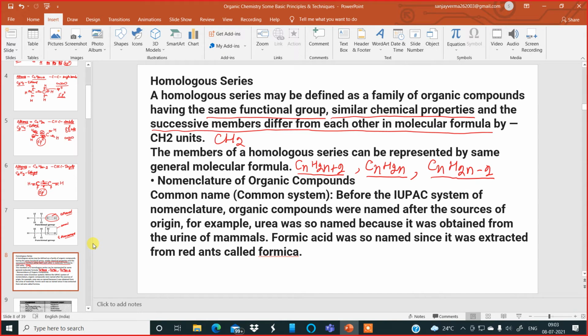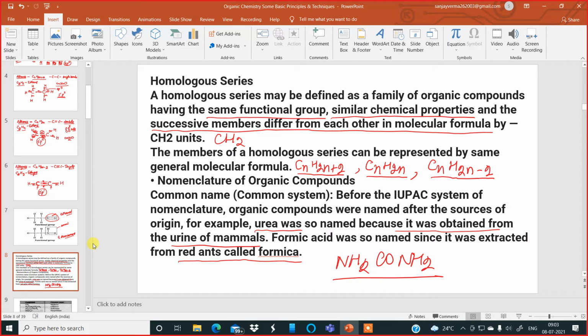For example, urea was so named because it was obtained from the urine of animals, and by the way, the chemical formula of urea is NH2CONH2. I think you should get this formula in your head just now. Now formic acid, another organic compound, was so named because it was extracted originally from red ants, and those red ants were called formica. This formic acid was called formica. So that was the original common system of nomenclature.